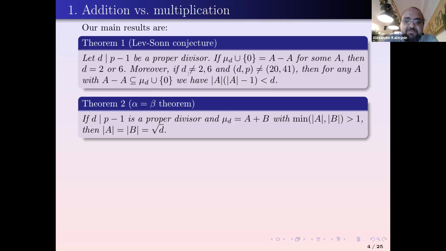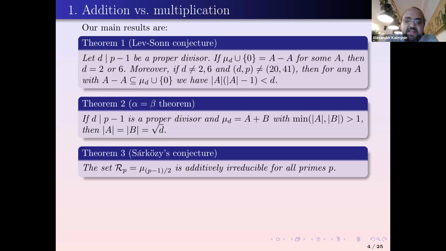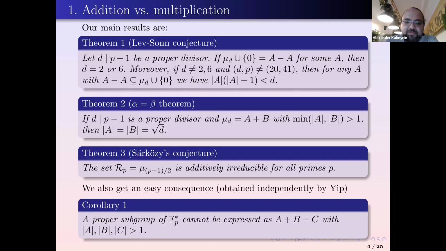Okay, so the alpha equals beta theorem says that if we have a subgroup and it is a sum, non-trivially, then the sizes of the summands are equal and are both equal to square root of D. So for instance, D should be a perfect square. And the third theorem is Sarkozy's conjecture: the set of quadratic residues is additively reducible for all primes P.